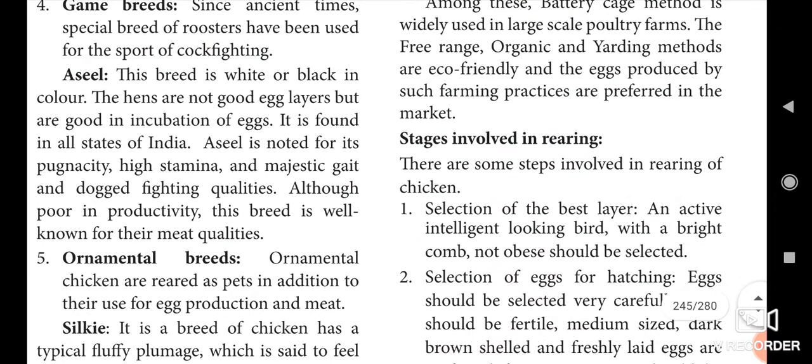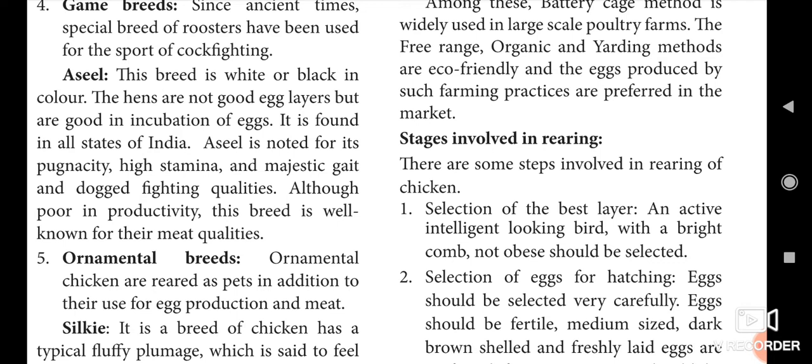Then next, what are the stages involved in rearing? There are some steps involved in rearing of chicken. First, the selection of best layer. An active, intelligent looking bird with a bright comb, not obese, should be selected. First we have to select the best layer of chicken.